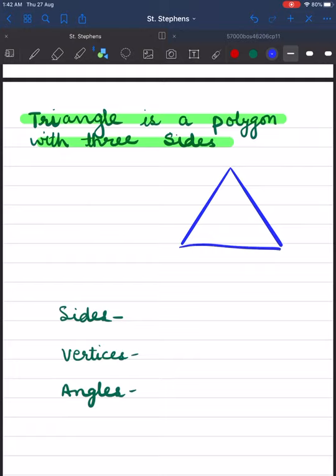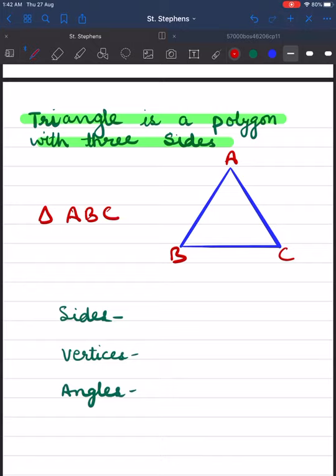Now a triangle can be defined as a polygon having three sides. So let's draw a triangle. Now a vertex is a point where two sides of a triangle meet. Let's name these vertices. Here we can name the triangle as triangle ABC or triangle BAC or triangle CAB. So we can name the triangle by the three vertices in any order.